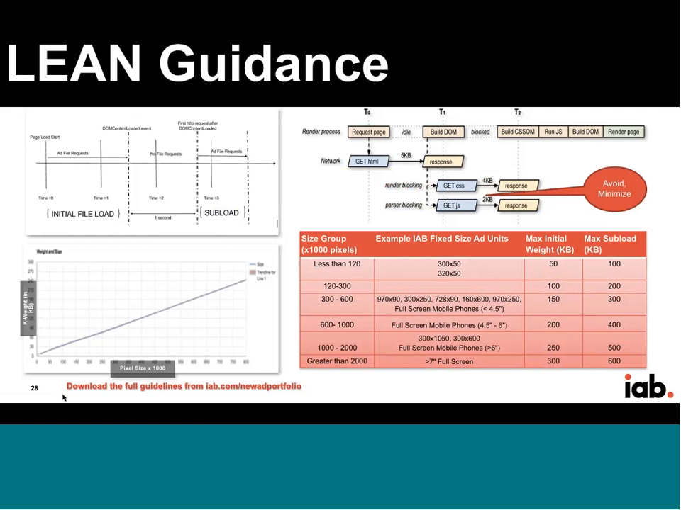So if we look at the chart, we have the initial load. We have 1 second where we have no file requests. This is the initial load before the DOM content loaded event is fired. Then 1 second, and then the subload, which is the first HTTP request after that DOM content loaded event is fired. And you can see that we have ad file requests in the first section. We have ad file requests in the second section.